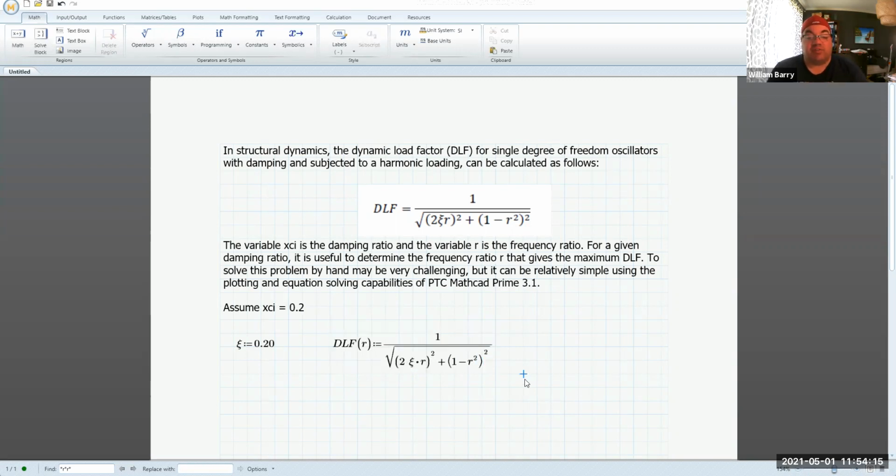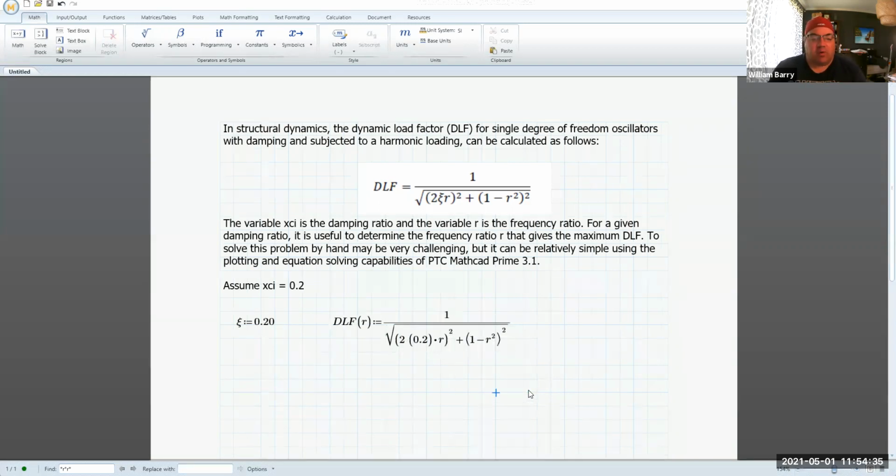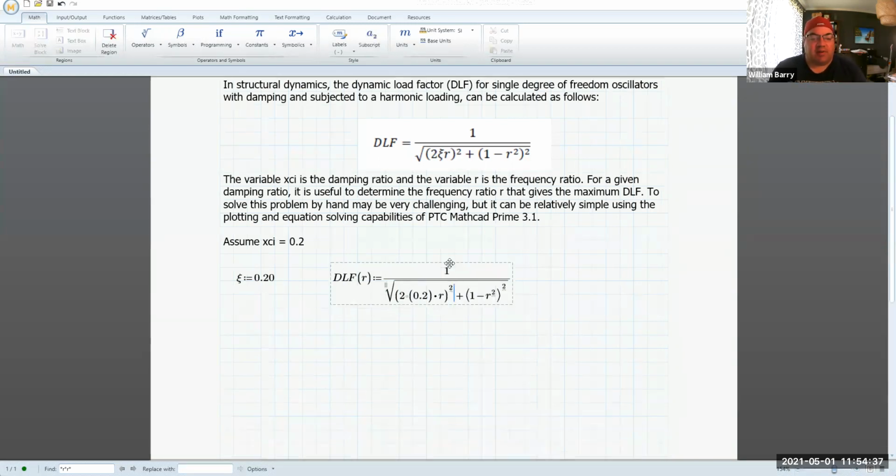So I chose this equation because, as you can see, it's a nonlinear equation, so it's not just a straight line, and it's at least a little bit complicated. And for this xc, since in our problem that's 0.2, why don't we just substitute that straight in there? So here's our equation for the dynamic load factor, the DLF, as a function of r.